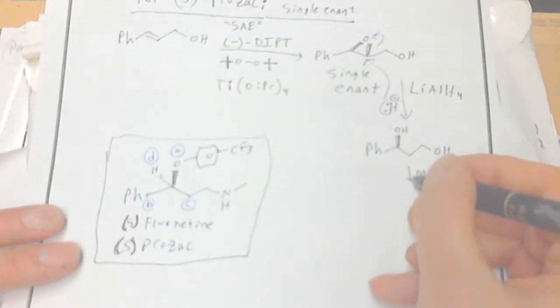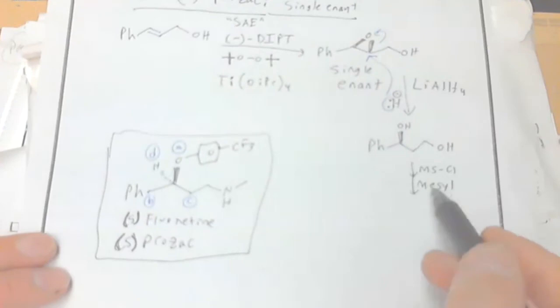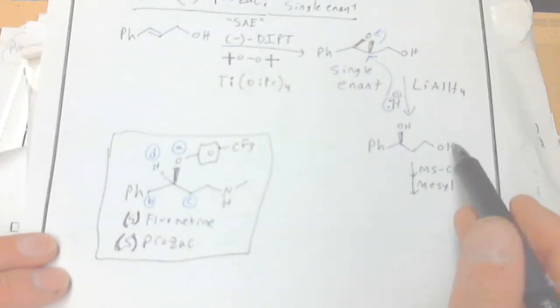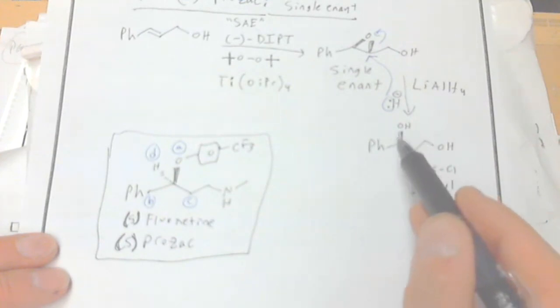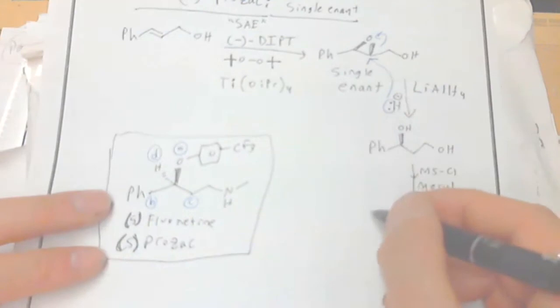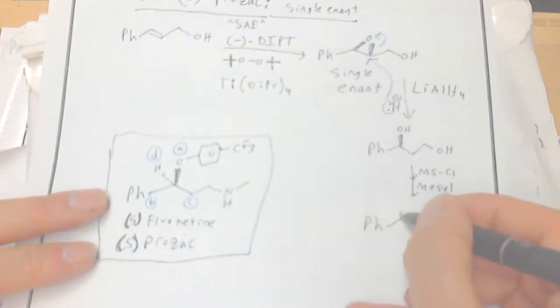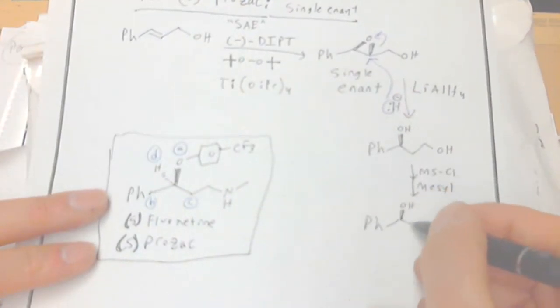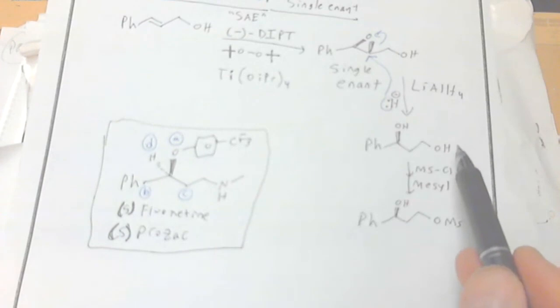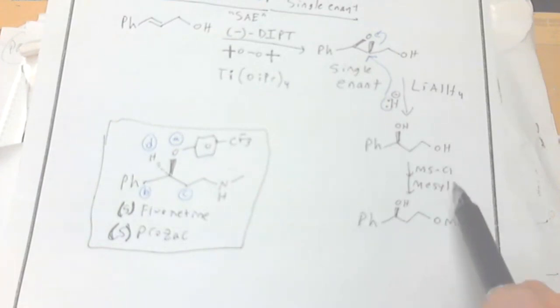M-E-S-Y-L. It's one of the nice leaving groups. It's kind of like a chlorine, or making a chloride or something like that. But mesyl they can do selectively on just the primary and not the secondary. Because why? Okay, so what's the product? We'll think about this. Why would this work on just the primary alcohol and not the secondary alcohol? Any guesses?